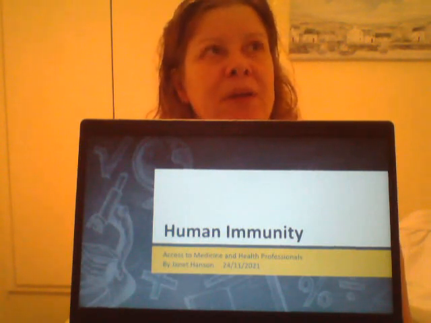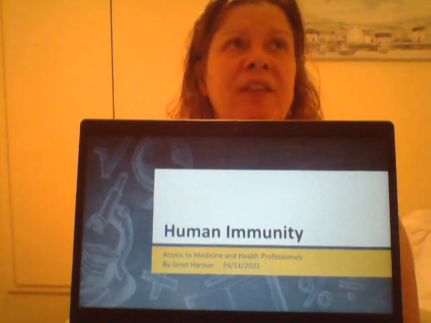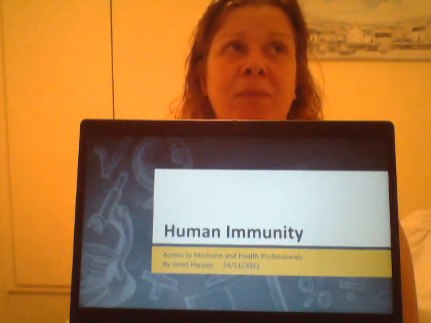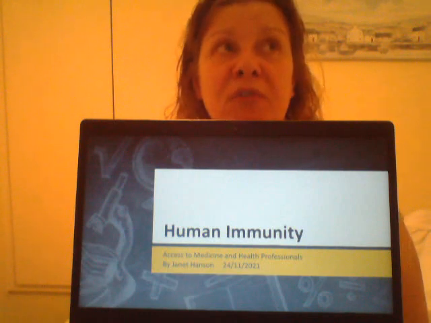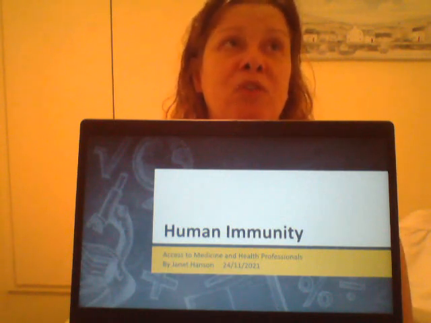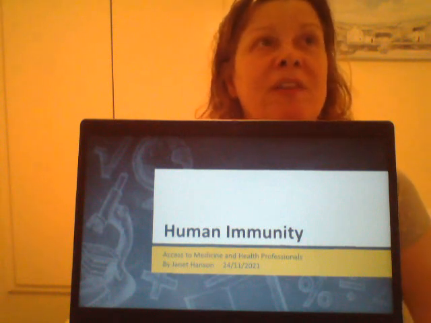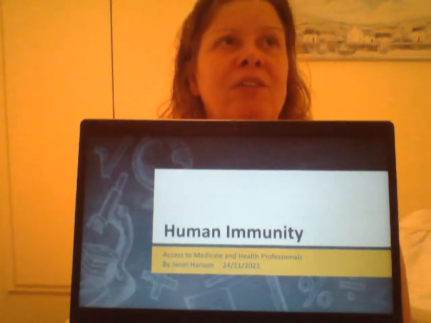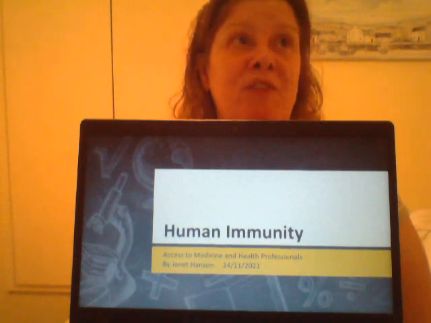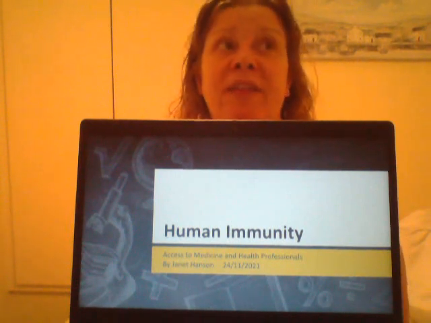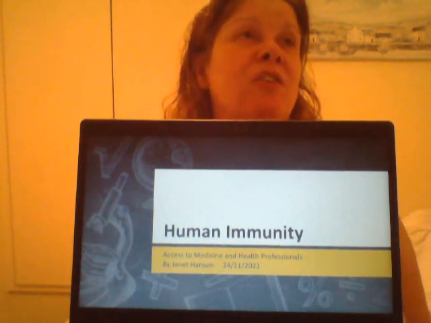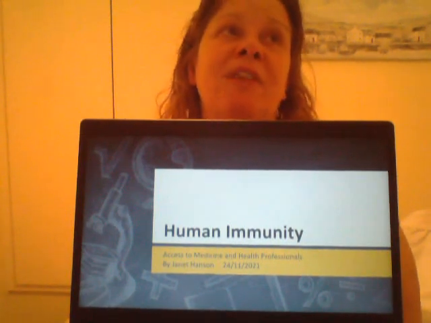Just to recap, the body's three lines of defence include physical and chemical barriers, both non-specific, to prevent infection entry, or a response such as inflammation, fever, phagocytes, complement proteins and cytokines to reduce and fight the infection, and the third line of defence is a specific defence, such as pus, swelling, T and B lymphocyte responses.